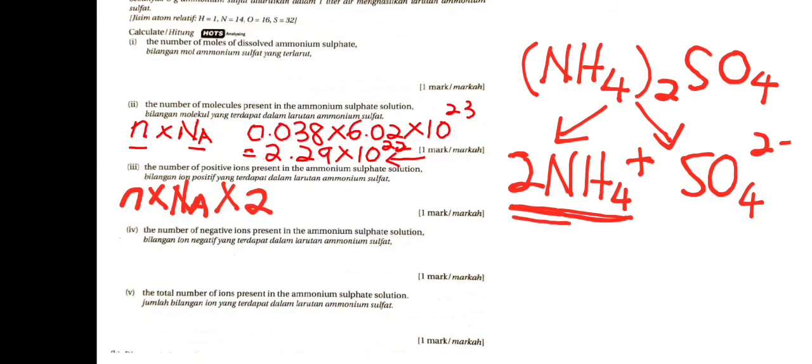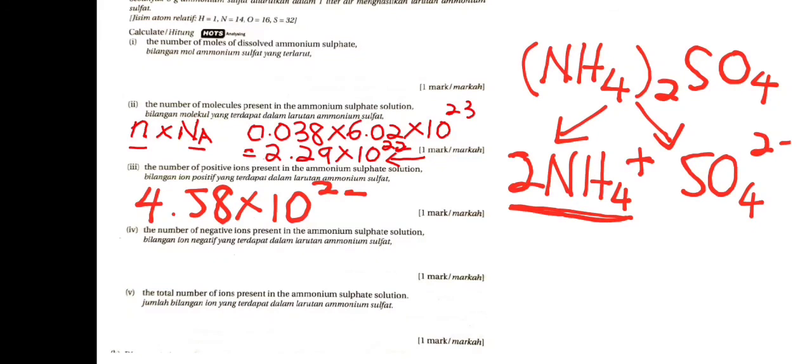Okay, here because we have 2 mole of ammonium ion, so number of mole 0.038, we times with the Avogadro constant times with 2 here. So we will get the answer. What's the answer? 4.58 times 10 to the power of 22 ions. This is the answer. Positive ion.